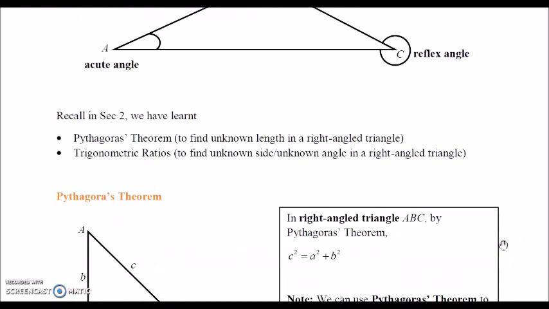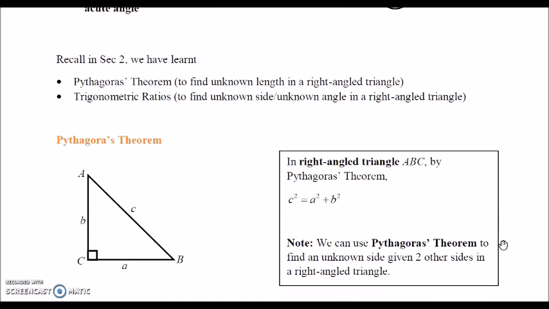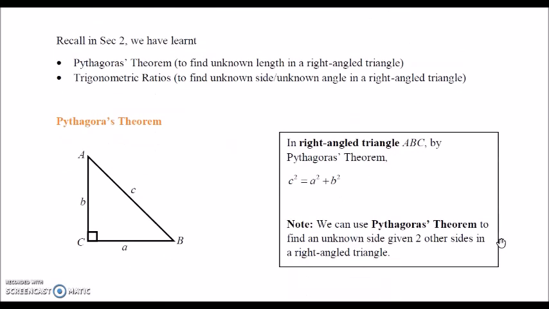So let us do a quick recall on what Pythagoras theorem is all about. Pythagoras theorem states that in a right angled triangle ABC, the square of my hypotenuse equals the sum of the squares of the other two shorter sides. Which is why we have c squared equals a squared plus b squared. So we can make use of Pythagoras theorem to find an unknown side given the other two known sides in a right angled triangle. So this is the use of Pythagoras theorem.